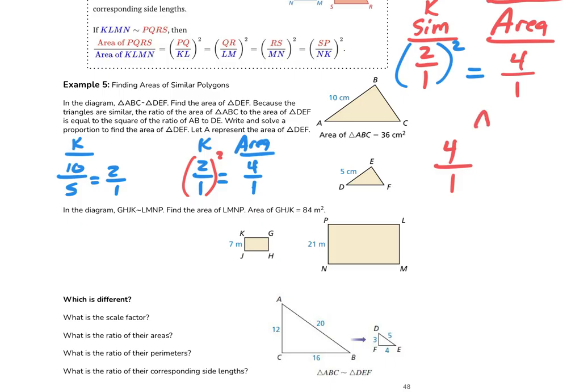So now if I want to find the area, I've got to use my area ratio. I'm not going to use 2 over 1. I'm going to use 4 over 1 because we're finding area. So in order to find area, we've got to use the area ratio.